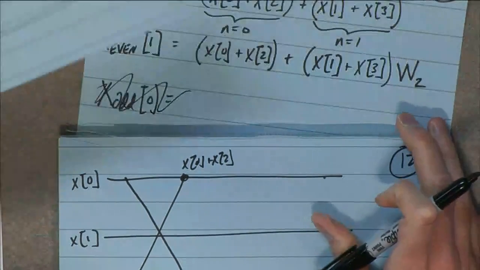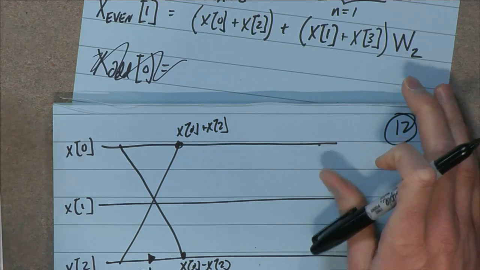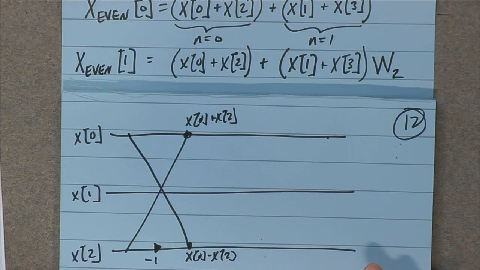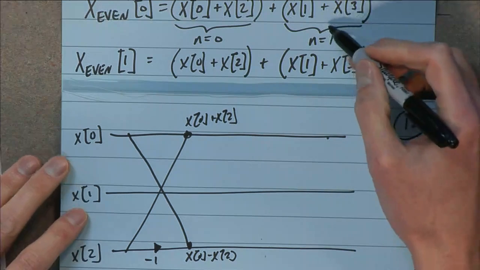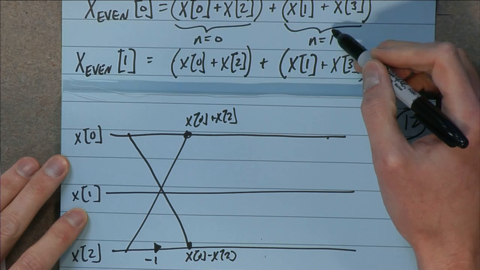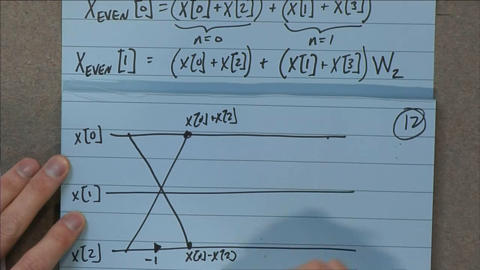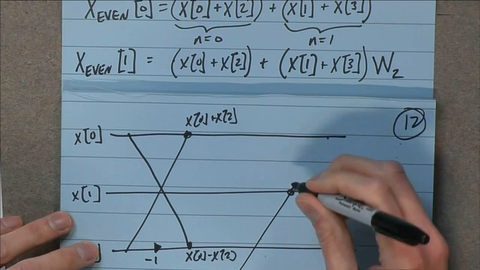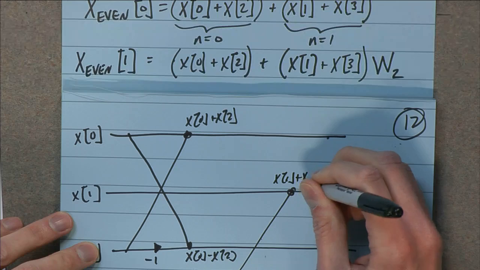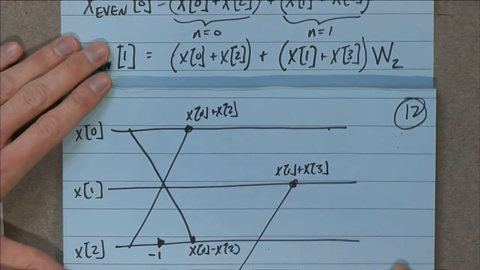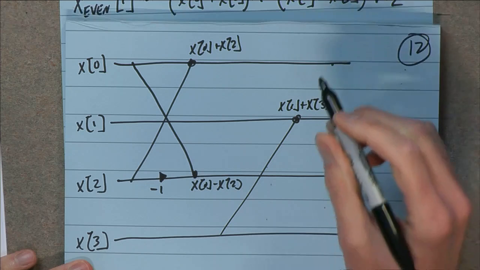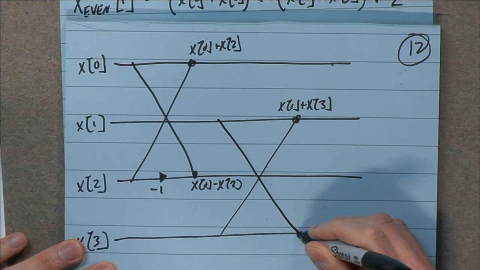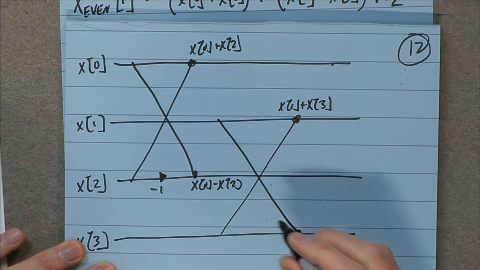Now I think the next one we want to look at is, how about x1 plus x3? So we end up using that for this one, and we're going to end up adding that to get x even of 0. So let's get that, x1 plus x3. And we've captured that one, x1 plus x3. And we need x1 minus x3 as well. So let's put that here.